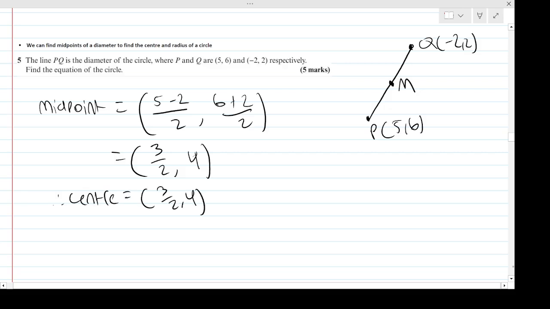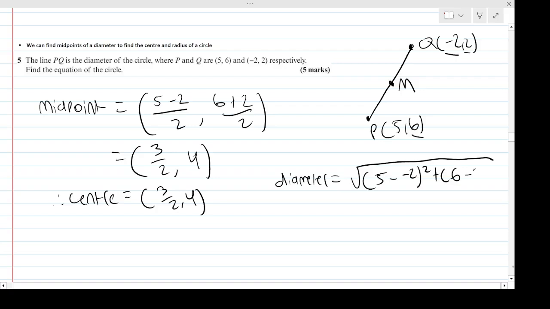But we also need a radius. PQ is a diameter, therefore I can find the diameter by finding the distance between the points. So firstly, the distance. We do the change in x. Let's do P: we have 5, then take away minus 2, all squared. Then we do the change in y, all squared, so we have 6 take away 2, all squared.